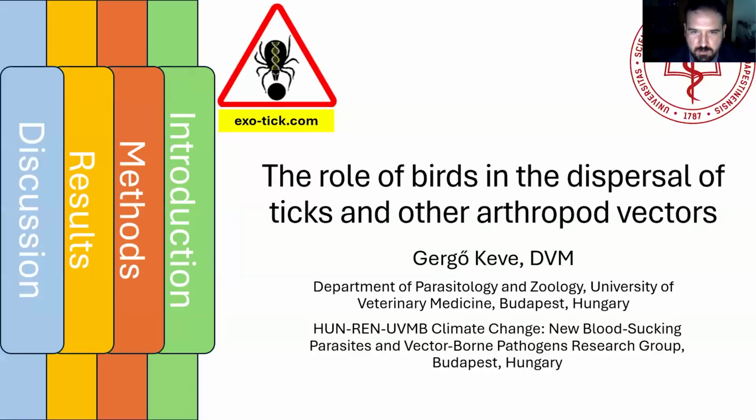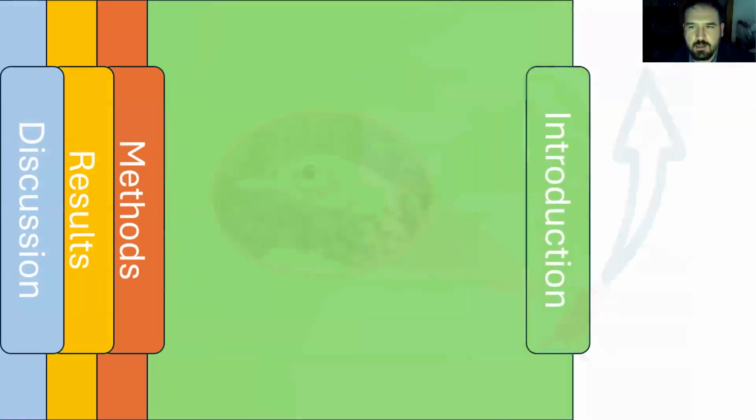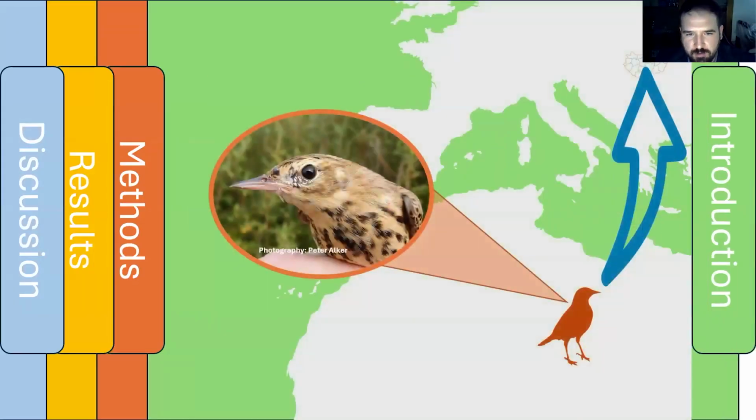Today I'm going to speak about the role of birds in the dispersal of ticks and other arthropod vectors, or actually some aspects of this quite huge topic. It has long been known that birds can carry a lot of ticks over great distances. From a European point of view, the most important are the spring migrants that can carry Hyalomma or even Amblyomma ticks from Africa to Europe. On the other hand, the autumn migrants can be of great importance as they play a great part in the distribution of the local tick fauna.